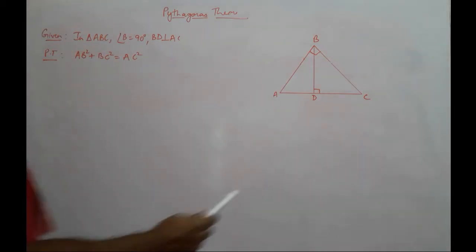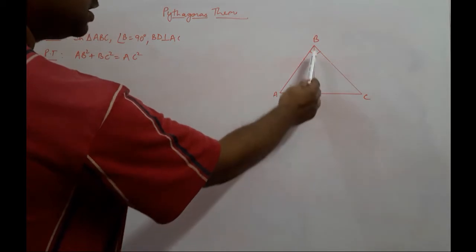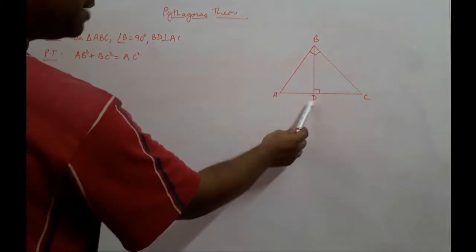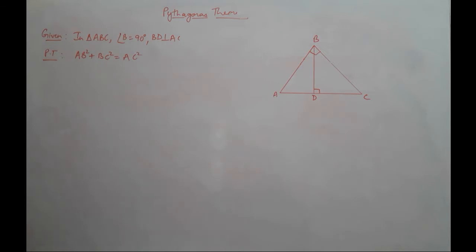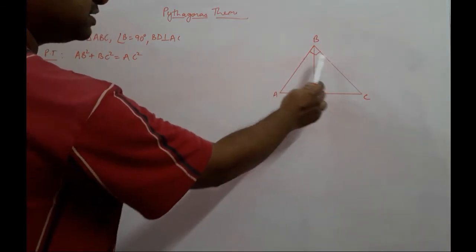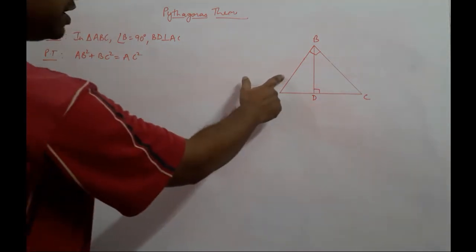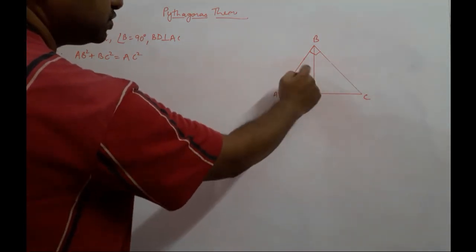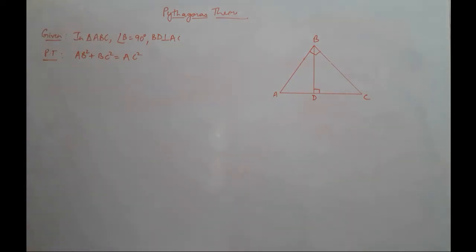Okay, so that means AC square is the hypotenuse. The main angle is here. Remember, the hypotenuse is always opposite the right angle. So if this is the right angle, this has to be the hypotenuse, and these are the adjacent sides, that is AB and BC. And we need to prove that the sum of the squares of the two sides is equal to the square of the third side, that is the hypotenuse or the longest side. So let's begin by proving based on what is given to us.